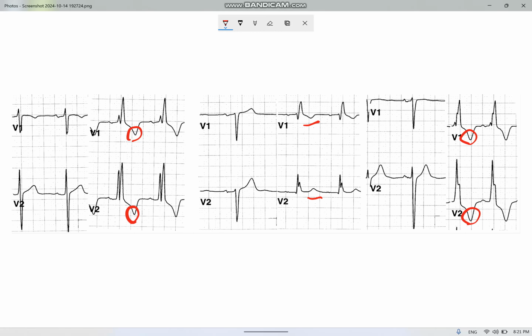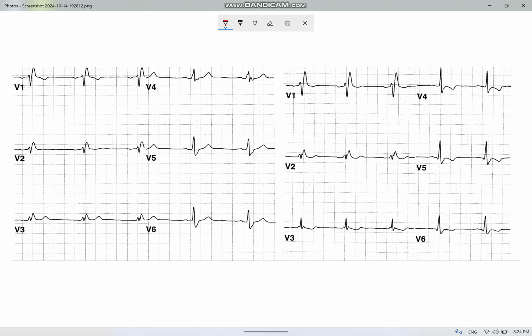right bundle branch block. Here you see two ECGs of right bundle branch block which were obtained before and after a chest pain episode and non-ST segment elevation myocardial infarction. You see upright T waves in the left precordial leads on the left, which are inverted on the right. In addition, you can see a partially flattened ST segment in V1 and V2 that can be due to underlying ischemia.